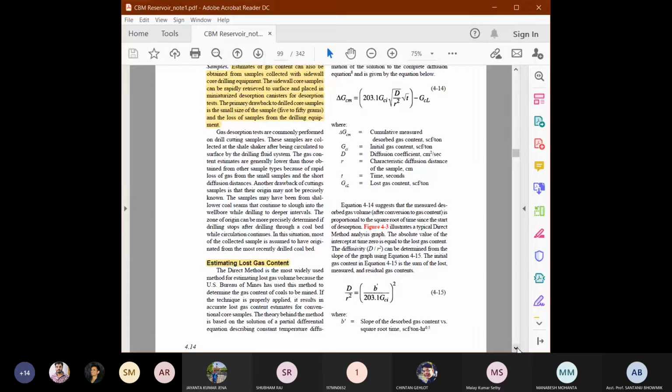Okay, and if you see the text, they have given some equations here. These equations are obviously going to be important and dominated by the diffusion characteristics. You can see that there is a term of root over D by r square. This D by r square involves the diffusion coefficient, and r is, not the particle size of the gas, sorry, the characteristic diffusion distance of the sample. That means it is a sample radius.